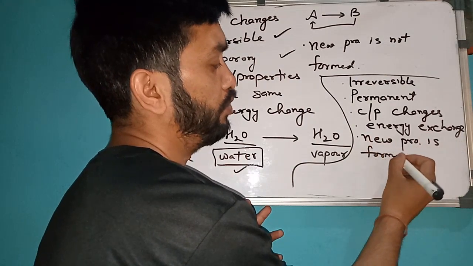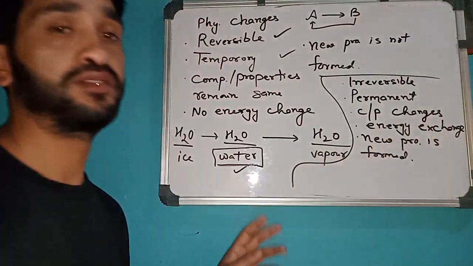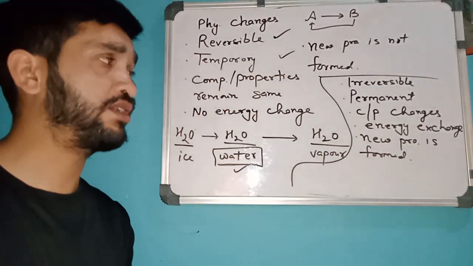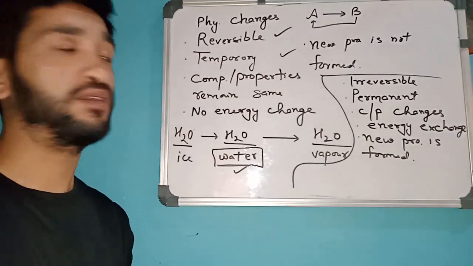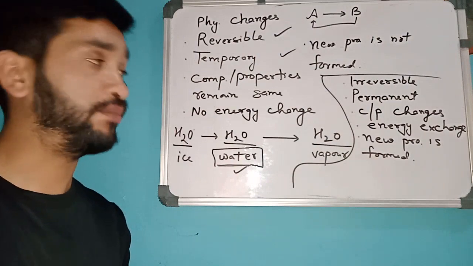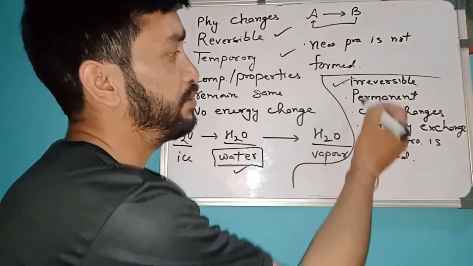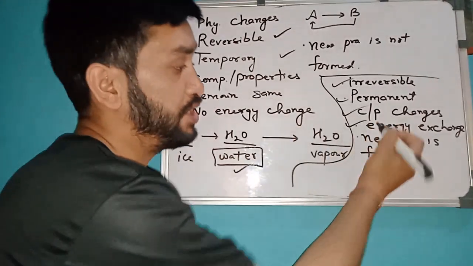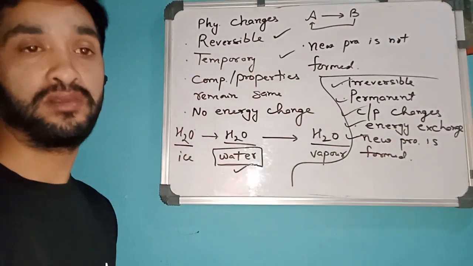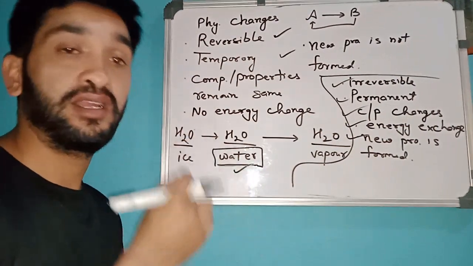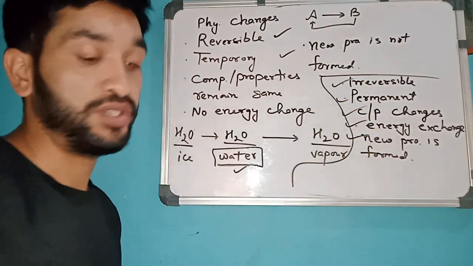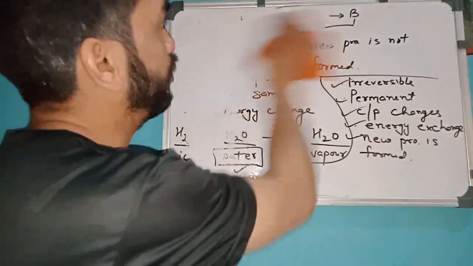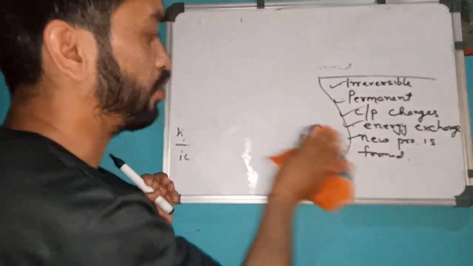Now see, what you have to do is only remember these words and your chemical changes are over. The properties of chemical changes are over. In the examination, write in detail as much as you want according to the marks. Okay, irreversible, permanent, composition and property changes, energy changes, and new product is formed. Now let us take an example and see whether these points are verified or not. Whenever you want to make a note, just pause the video and make a note.